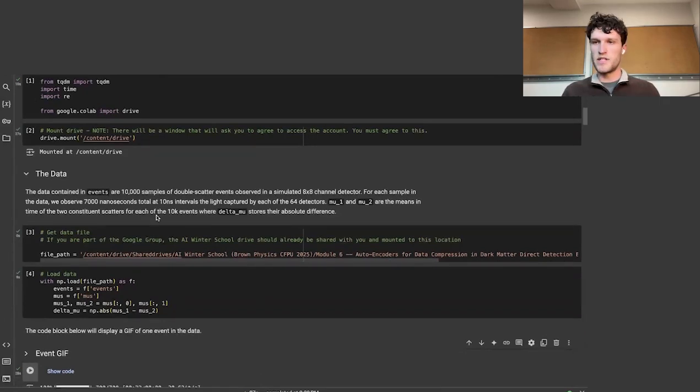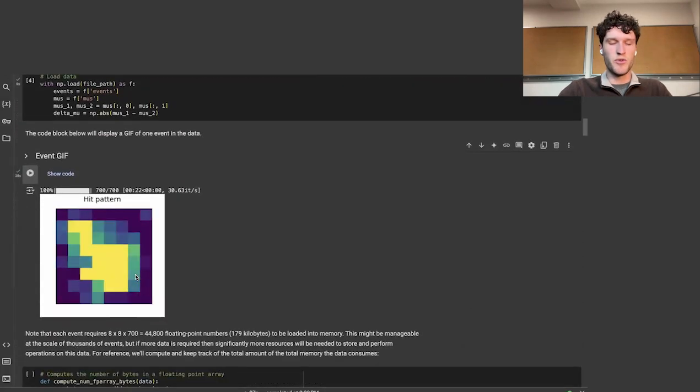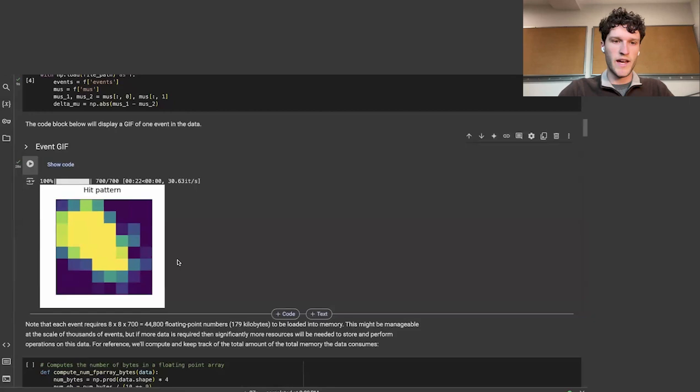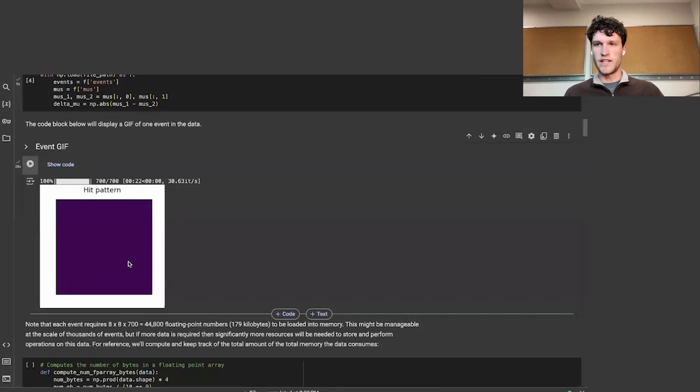So with this 8x8 PMT array, we're looking specifically at multi-scatter events. As Shawn mentioned, these are events where a particle comes into this huge liquid xenon chamber, collides with one liquid xenon particle, bounces off, and hits another liquid xenon particle. They both scintillate light, or they first percolate electrons up into the chamber and scintillate light into the PMT array. If you run this event GIF block, we can see what an example of this looks like. You have the first collision that happens, which scintillates light, and then the second collision that happens shortly after.